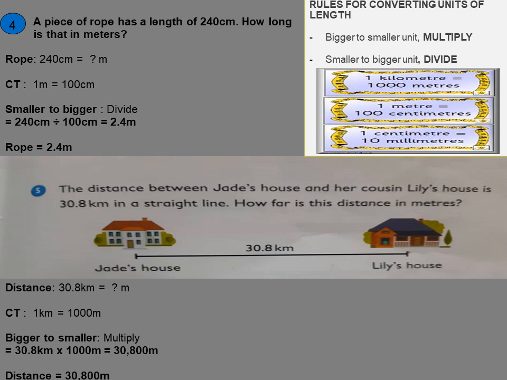Okay. Now the second thing to look at, are we converting from bigger to smaller or smaller to bigger? Kilometer is bigger than meter. So it means we're converting from a bigger unit to a smaller unit. So what do we do? We multiply. Now let's multiply 30.8 kilometers by 1000 meters, because 1 kilometer is equal to 1000 meters. So we multiply by 1000. Now, if you use your calculator, do you have the answer? The answer is 30,800 meters. So the distance between Jade's house and her cousin Lily's house in meters is 30,800 meters. Alright, I know you have been able to understand very well how to convert units of length.